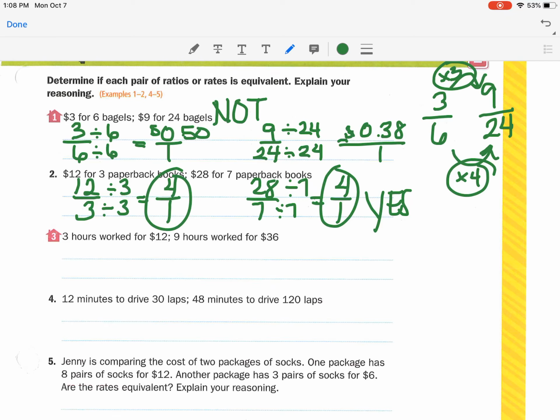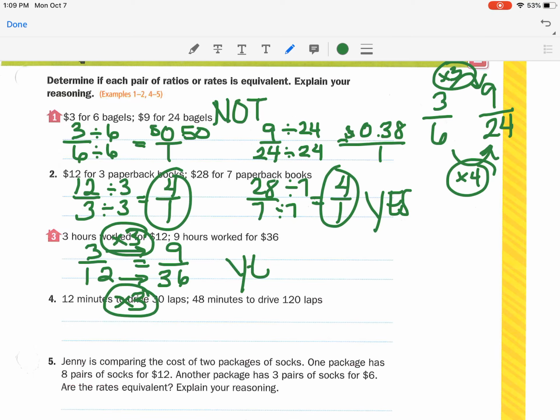And the last one, let's take a look. Let's write this one as equivalent fractions. So 3 hours worked for $12. Is that the same as 9 hours worked for $36? How do I get from 3 to 9? I multiply by 3. 12 times what gives me 36? I multiplied by 3. Since I multiplied by the exact same number, yes, they are equivalent.